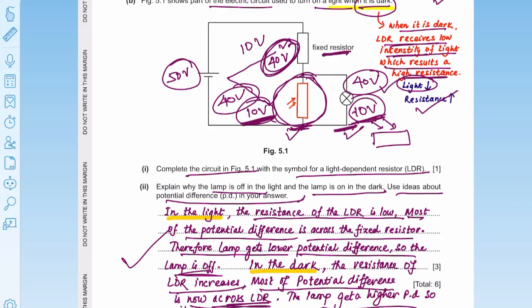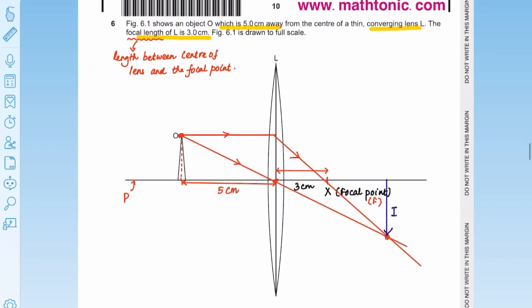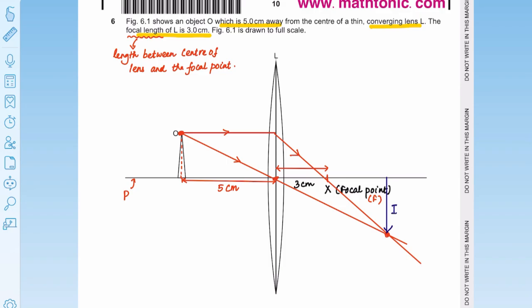Okay. Next part. Question number 6. The figure shows an object which is 5 centimeter away from the center of the thin lens. See, the center of the lens is here, and this length is given as 5 centimeter. This is called a converging lens, so a converging lens looks like this. The focal length of L is given as 3 centimeter. What do you mean by focal length? Focal length is the distance between the center of the lens and the focal point. This distance is given as 3 centimeter. This is normally written as F, but the question paper writes it as X. I'll tell you how.